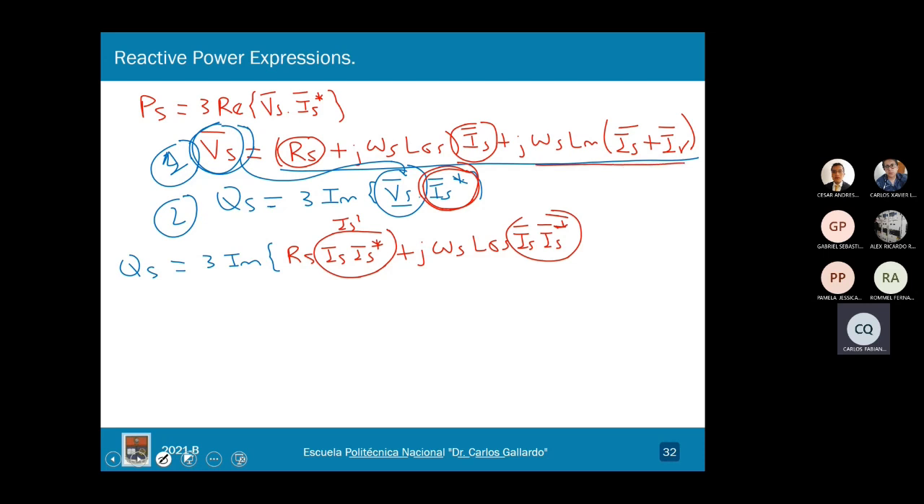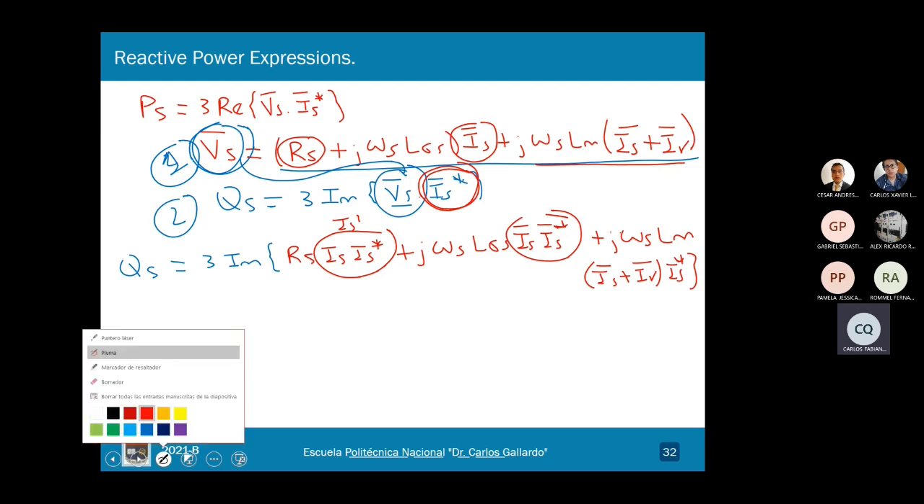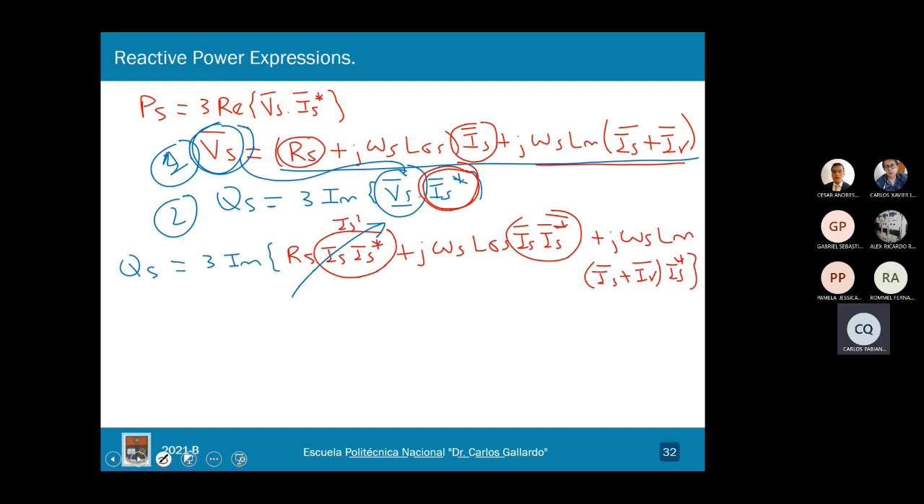And what about this last term? I will have plus J, the speed, the magnetizing inductance, times the stator current phasor plus the rotor current phasor times the conjugate of the stator current. This term is neglected because it includes the resistance. What I want is to compute the reactive power, and that is the reason this term is neglected.